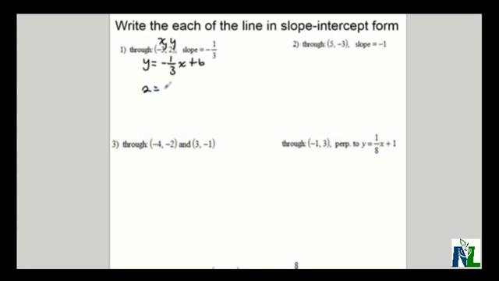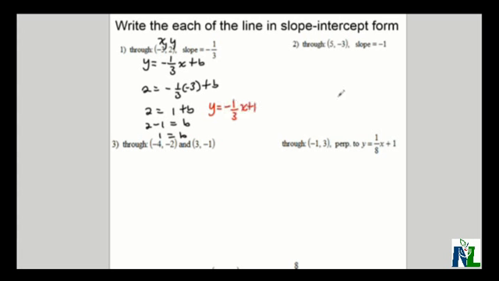So we have 2 equals negative 1/3 times negative 3 plus b. 2 equals 1 plus b. To subtract 1 would equal the y-intercept. 1 is the y-intercept. So now we can substitute this in the equation. Our equation for the line that passes through the point negative 3 and 2 with a slope of negative 1/3 is y equals negative 1/3 x plus 1.